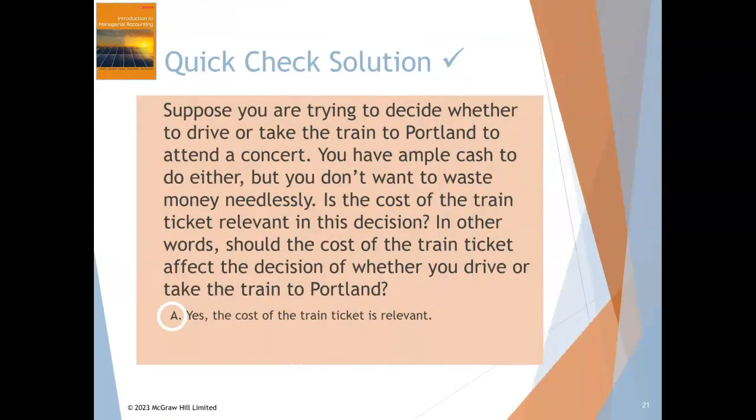Quick check solution. A. Yes, the cost of the train ticket is relevant.